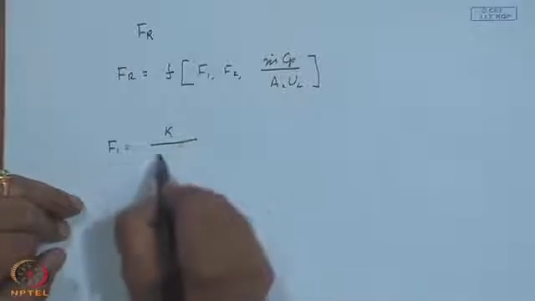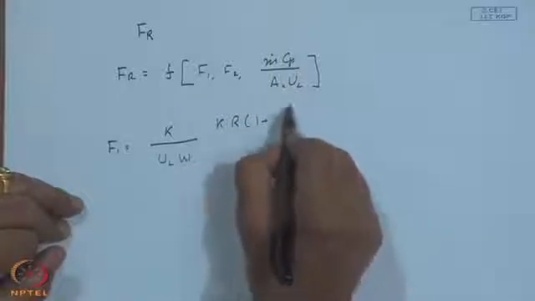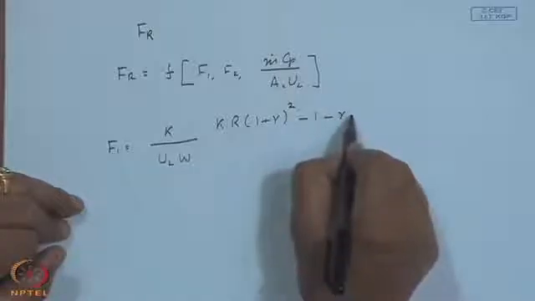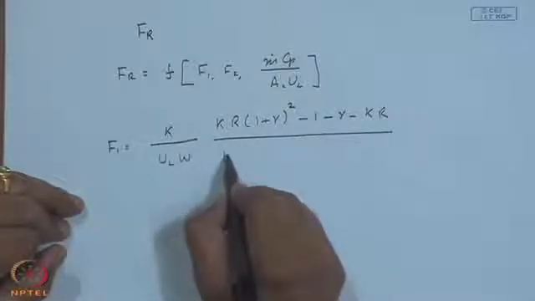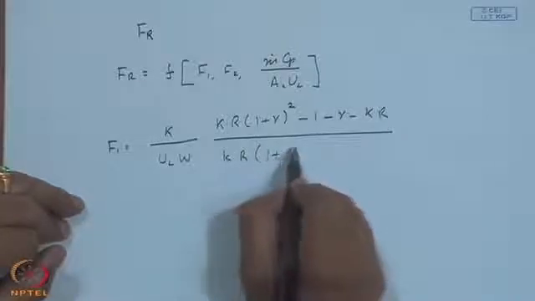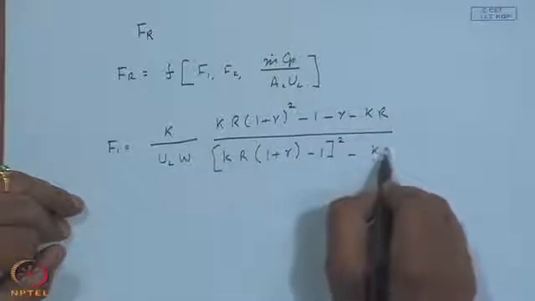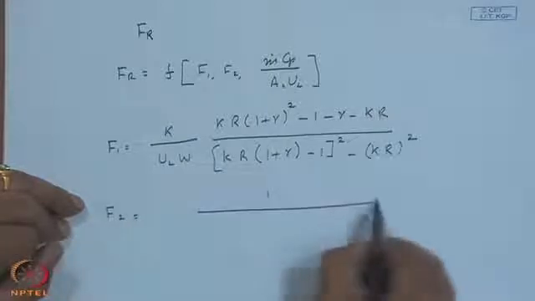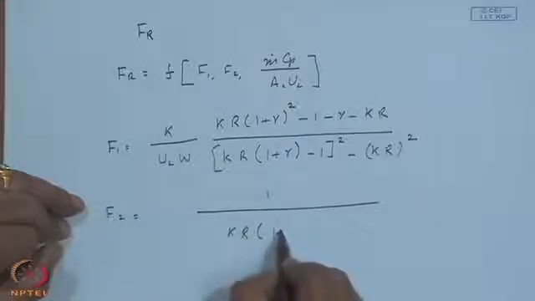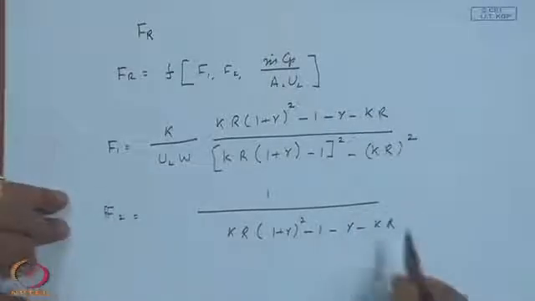kappa by U_L, the overall loss coefficient, times W into K or 1 plus gamma to the power 2 minus 1 minus gamma minus kappa R, upon kappa R into 1 plus gamma minus 1, whole squared minus kappa R squared, and the other parameter f2 is 1 by kappa R, 1 plus gamma whole squared minus 1 minus gamma minus kappa R. I hope I have put the notation here.